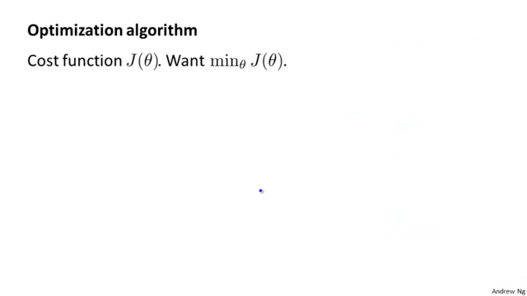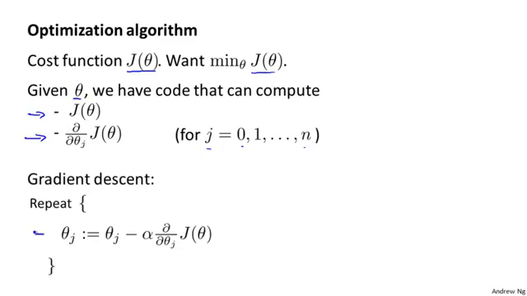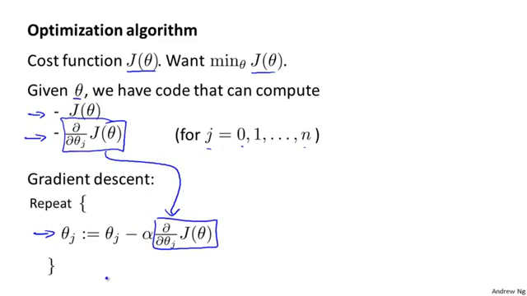Here's an alternative view of what gradient descent is doing. We have some cost function J and we want to minimize it. So what we need to do is write code that can take as input the parameters theta, and that can compute two things: J of theta and these partial derivative terms for j equals 0, 1 up to n. Given code that can do these two things, what gradient descent does is it repeatedly performs the following update. So given the code that we wrote to compute these partial derivatives, gradient descent plugs them in here and uses that to update our parameters theta.